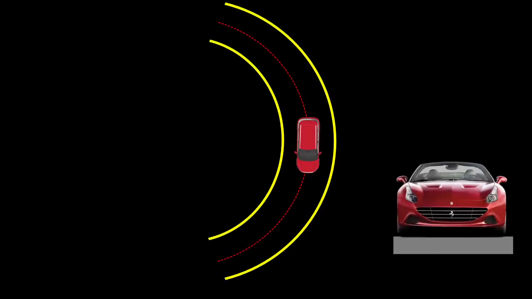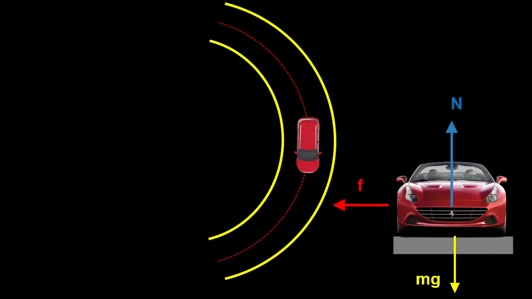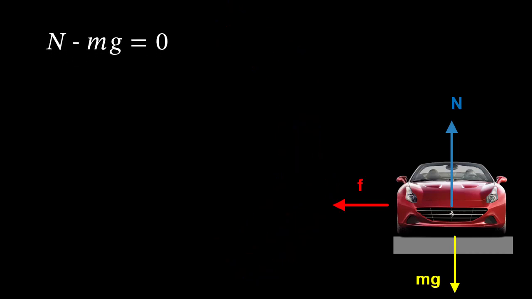Motion of a car on a level road. In the motion of a car on a level road, three forces act on the car. 1. The weight of the car, mg. 2. Normal reaction, N. 3. Frictional force, F. As there is no acceleration in the vertical direction, N minus mg equals 0, which implies that N equals mg. The centripetal force required for circular motion is along the surface of the road, and is provided by the component of the contact force between road and the car tires along the surface. The static friction provides the centripetal force.